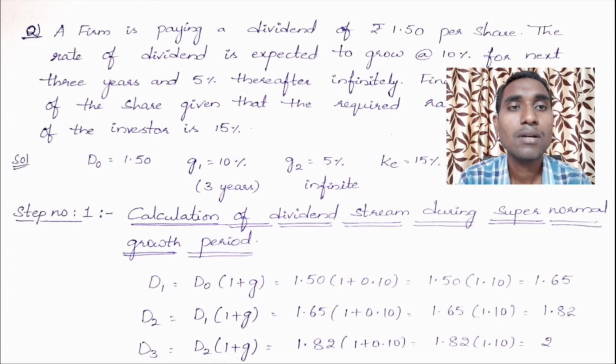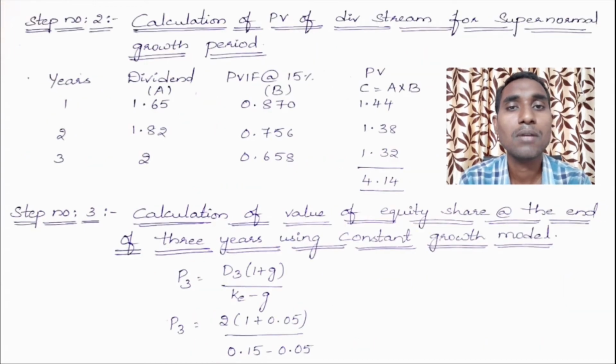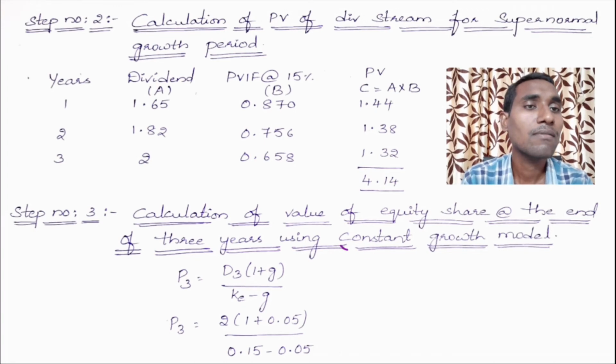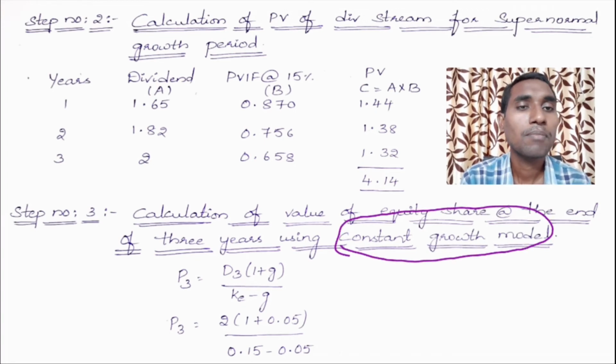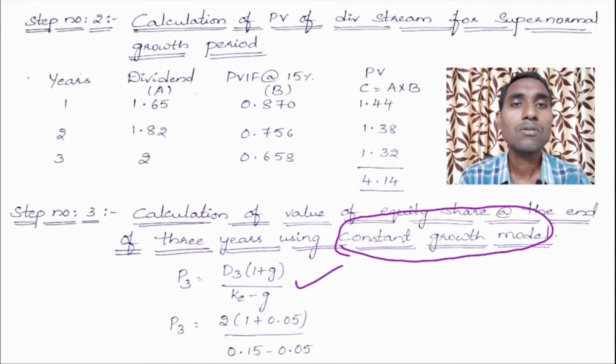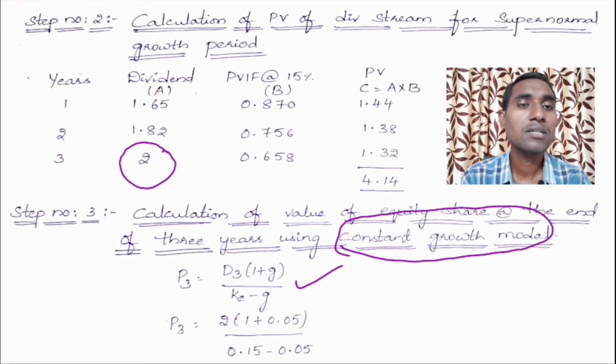You know very well because we have learnt the constant growth rate model in the earlier sessions. So using that model we will be solving the price of the equity share at the end of 3 years. So we know using the formula of constant growth model, P3 at the end of 3rd year is D3 into 1 plus G by KE minus G. This is the formula. So price at the end of 3rd year is equal to D3. D3, the dividend, is 2 rupees. So 2 rupees into 1 plus G.